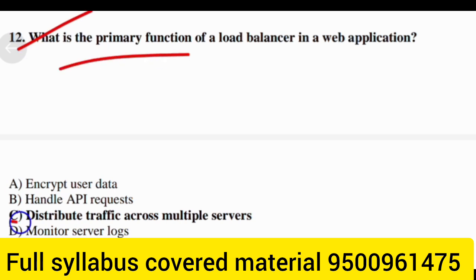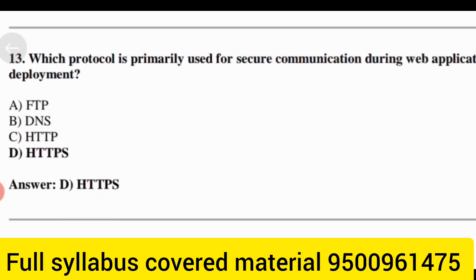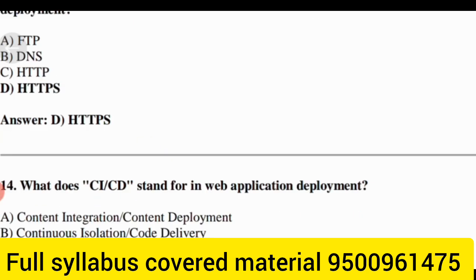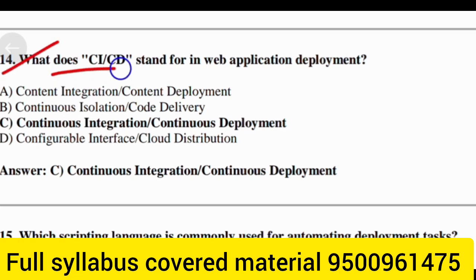What is the primary function of a load balancer in a web application? Distribute traffic across multiple servers. Which protocol is primarily used for secure communication during web application deployment? HTTPS. What does CI/CD stand for in web application deployment? Continuous integration, continuous deployment.